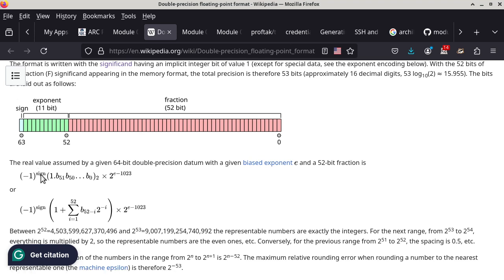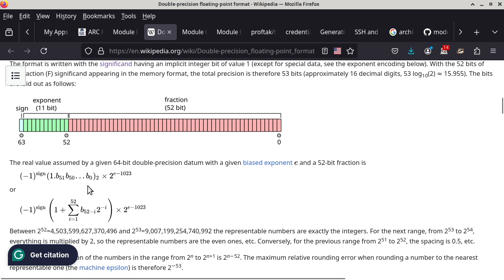negative 1 to the power of 0 is 1, okay? Anything to the power of 0 is 1, including negative 1. So negative 1 to the power of 0 is 1. What about negative 1 to the power of 1? Because the sign bit can be a 1, too. So negative 1 to the power of 1 is negative 1. So this is just multiplying either a 1 or a negative 1 to the rest, okay? So now what is the rest?